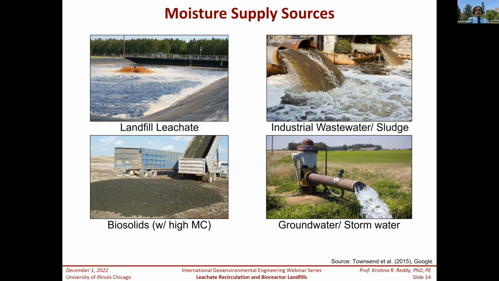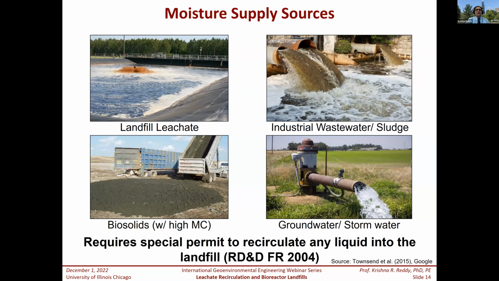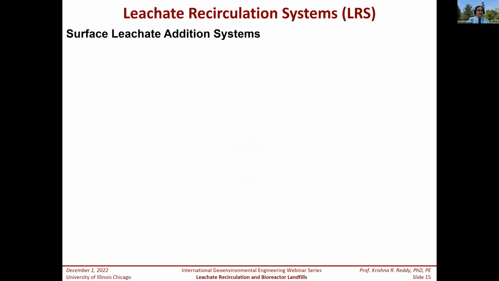But even if I want to use clean water to recycle in the waste, that needs permission also from regulating agencies. So you cannot just use clean water for recirculating, injecting into the waste. As I said, landfill leachate is permitted by a lot of state agencies. But if you want to use any other liquids, you have to have a special permit to do that. So how do we inject the leachate into the waste?